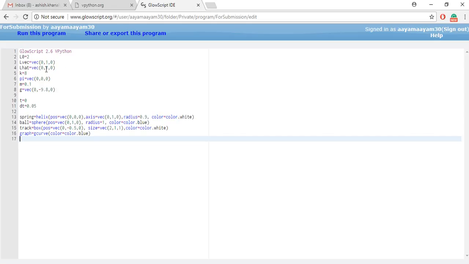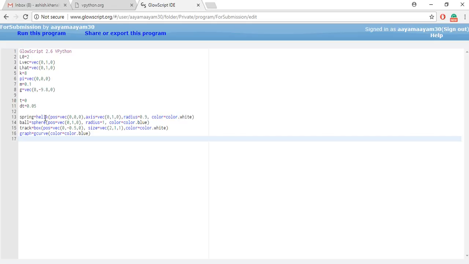This L hat is the unit vector. K equals 8 is the stiffness. Initially it is at rest, so the initial momentum is 0, 0, 0. M is the mass, g is the acceleration due to gravity, and we are taking dt equals 0.05, that means for each iteration the change in time will be 0.05.